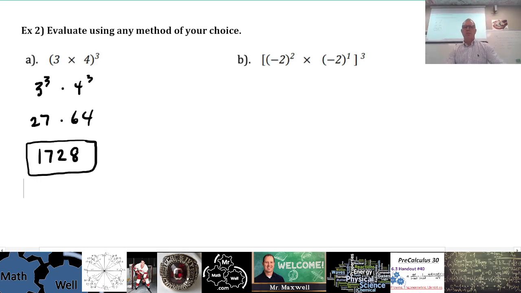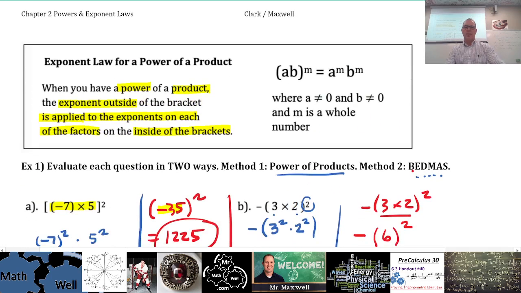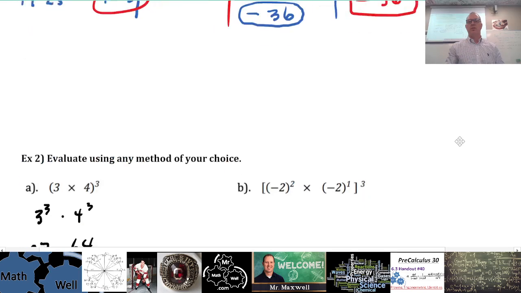All right, B might be a little bit tricky, so I'm going to go through it with you here. Now let's go back right here. Notice that when I read this exponent law for the power of a product, I said, well, this is a bit of an extension. We'll go over this later. So the exponent outside the bracket is applied to each factor, but notice what the wording here says. It's applied to the exponents on each factor. Technically, that's the full definition of this exponent law.